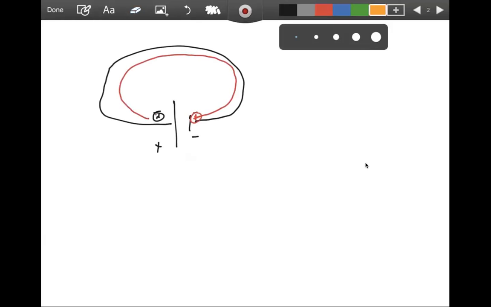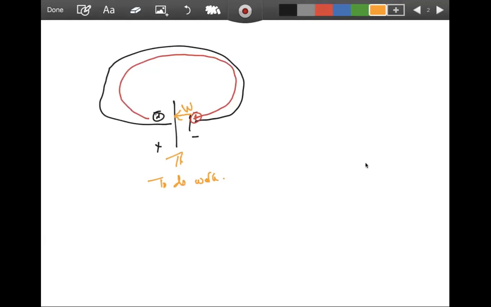Now the battery then has to do work on this charged particle to move it from the negative side to the positive side to get it to go through the circuit again to then establish a current. So this is the point of the battery. So the point of the battery is to do work.